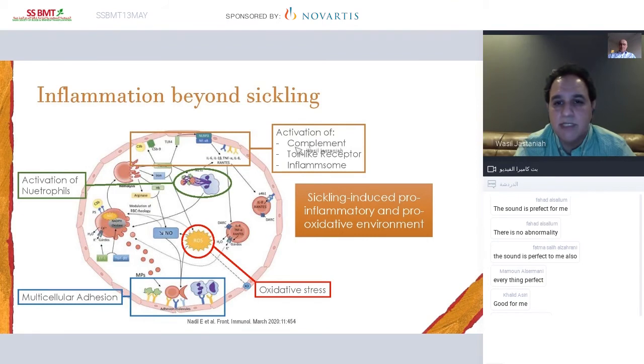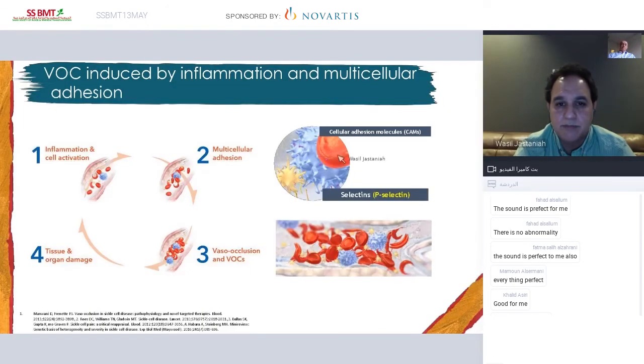Activation of the innate immune system, whether it's activation of complement, toll-like receptors, or the inflammasome that is increased in sickle cell as a result of the sickling and the hemolysis, in addition to activation of neutrophils that have been described in patients with sickle cell disease. So really, patients with sickle cell disease have a state of pro-inflammatory and pro-oxidative milieu or environment that results in this chronic state of inflammation.